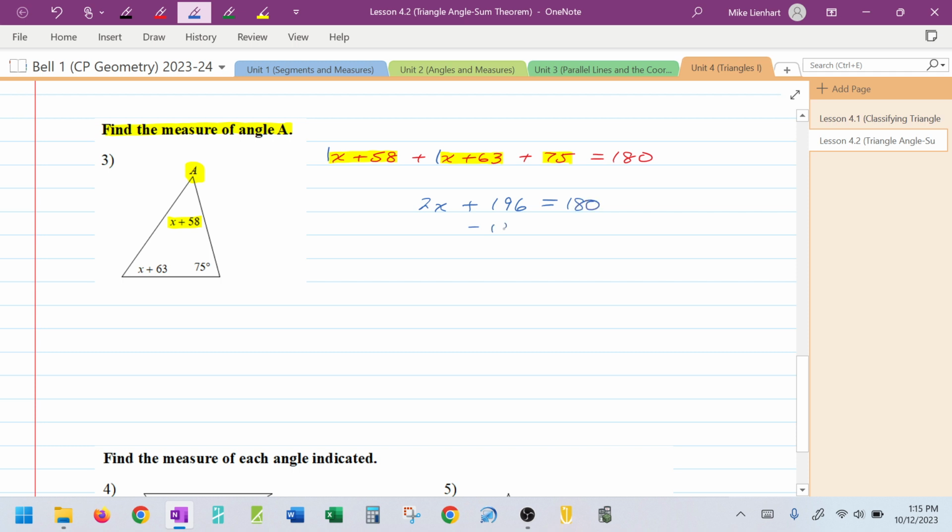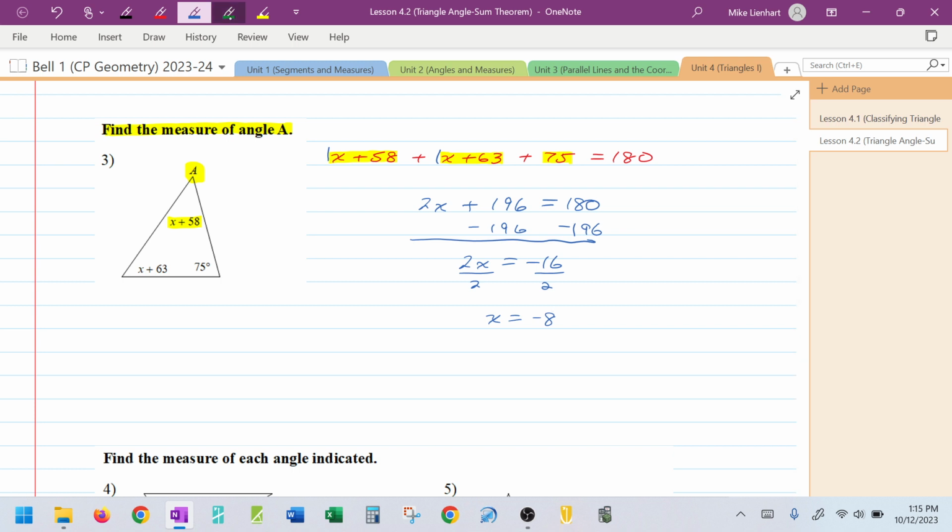I'm going to subtract 196 from both sides. And I get 2x equals negative 16. Divide to solve, I get x is negative 8. But that's not the question that was asked.